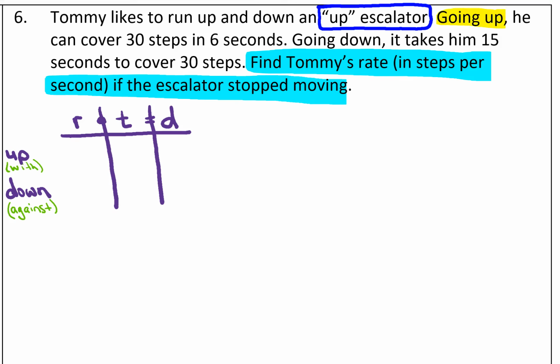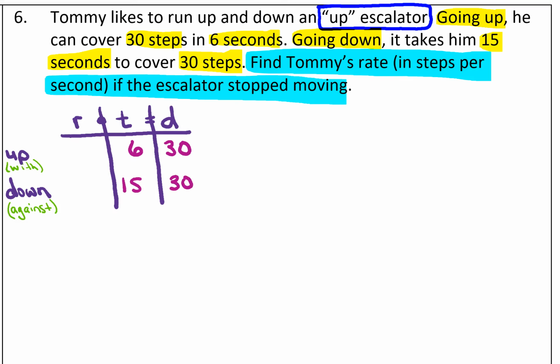When he goes up, he can cover 30 steps in 6 seconds. So over here, 30 steps is our distance, 6 seconds is our time. Going down, it takes him 15 seconds to cover 30 steps. So 15 seconds is our time, 30 steps is our distance.